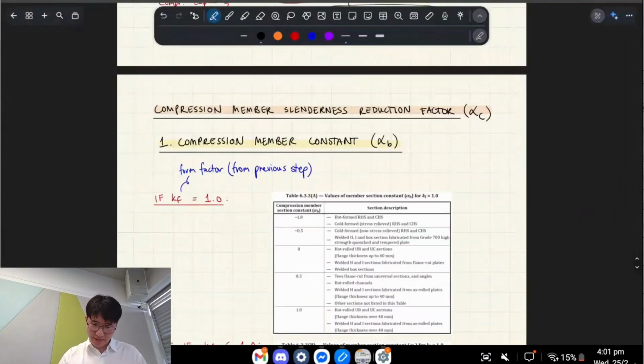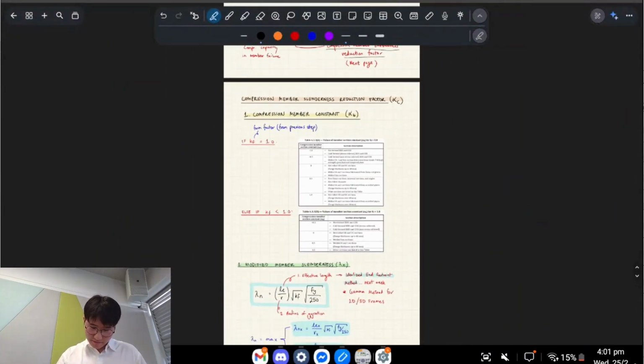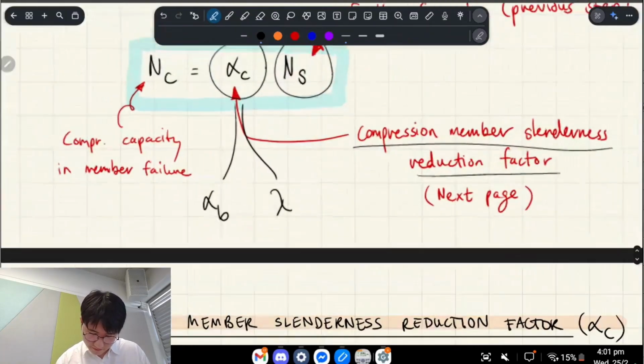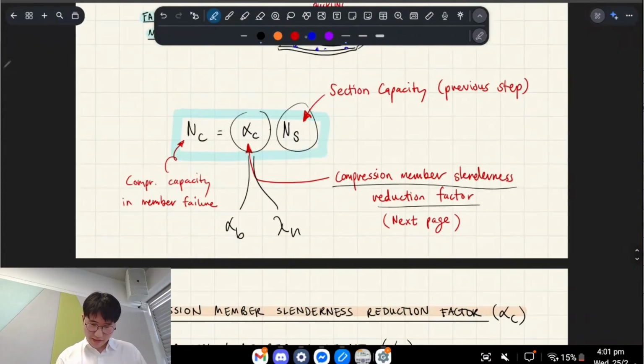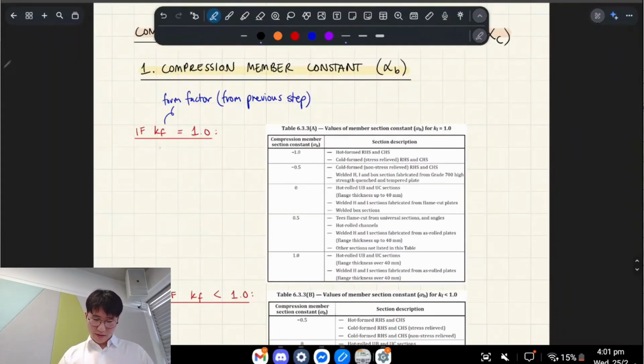Okay, so I'll explain what alpha c is. The basic idea. Alpha b. Sorry, I forgot the exact terms. It's been a while. The basic idea is you have to find these two things to find this. You have to find alpha b, and you have to find lambda n. Let's start with alpha b, because this one's actually quite simple.